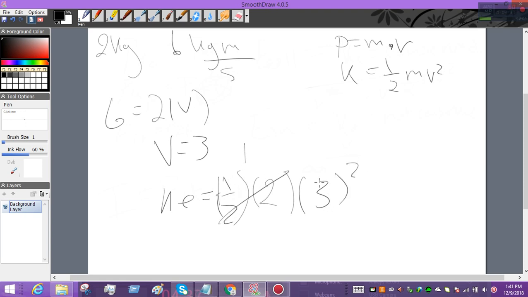1/2 times 2 is 1, so I'm just going to call that 1. 3 squared is 9, so equals 9 joules.